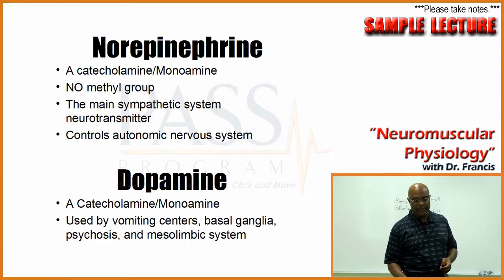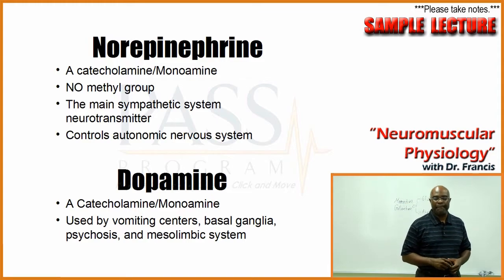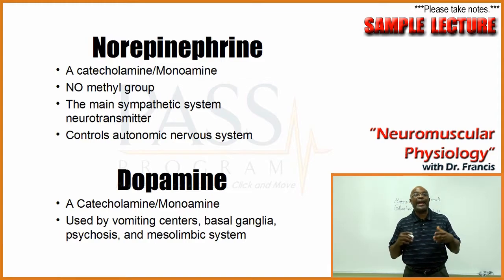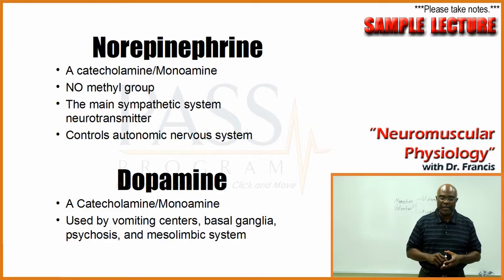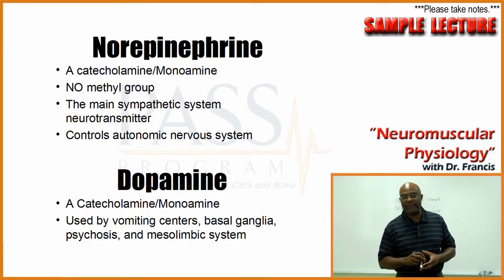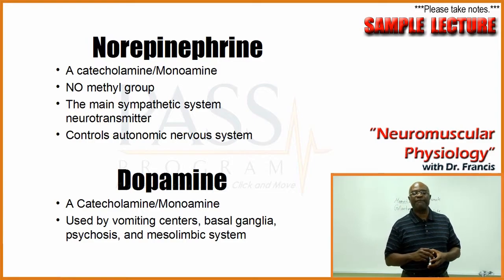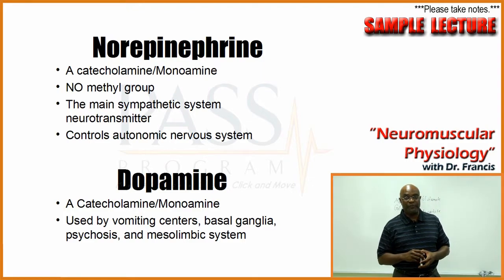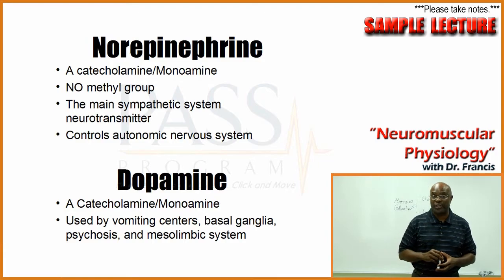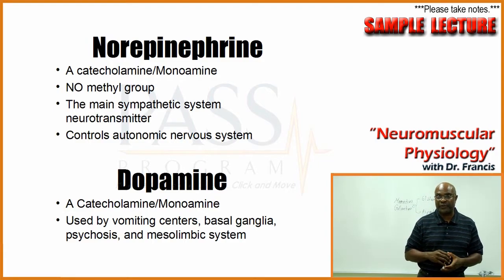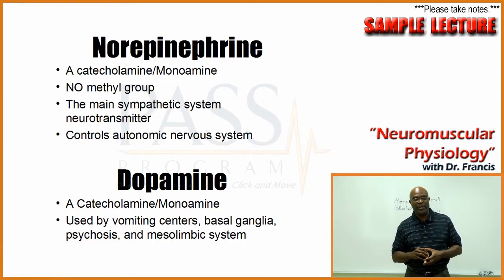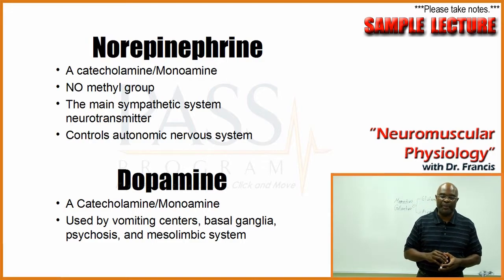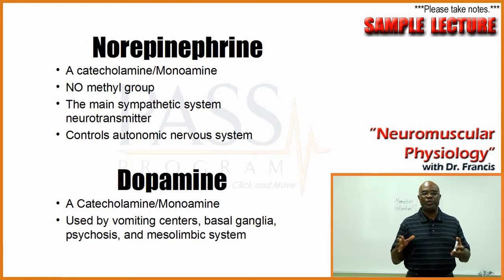So norepinephrine. Then here's dopamine. Dopamine is a catecholamine and a monoamine. It's used in 5 different areas of your brain. First, the vomiting centers. Dopamine is the neurotransmitter for your vomiting center. So chemoreceptor trigger zone on the floor of the 4th ventricle, then area postrema on the blood side of the blood-brain barrier. Both use dopamine.